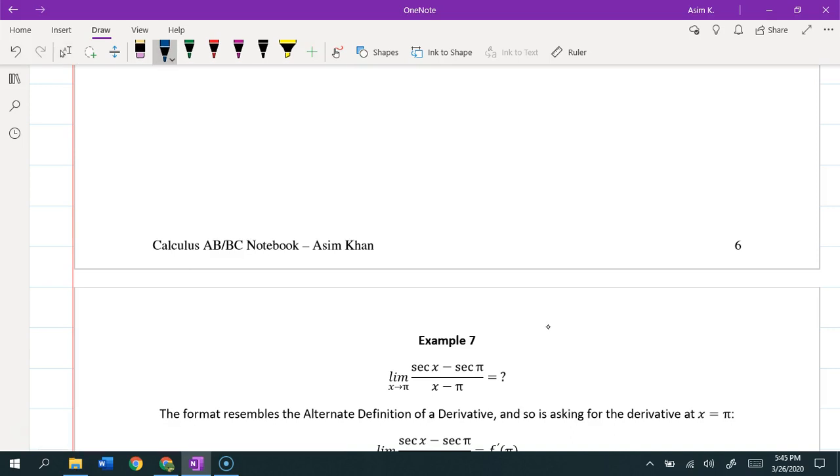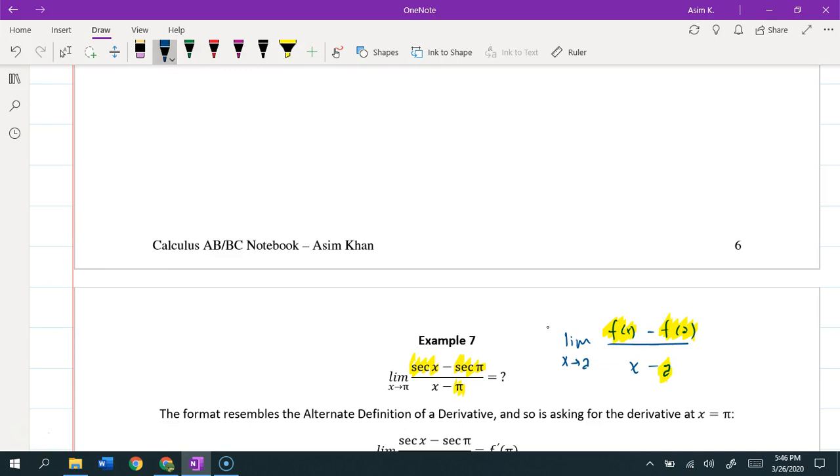I want to slow down here a little bit. I don't want to rush it. So limit as x goes to a, f of x minus f of a over x minus a. That's what we go into this problem knowing. Now take a look where the f of x is supposed to be, the secant x is, where the a is supposed to be, the pi is, and where the f of a is supposed to be, the secant of pi is. So we can tell that this is certainly the alternative definition.